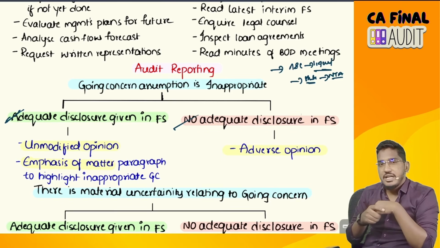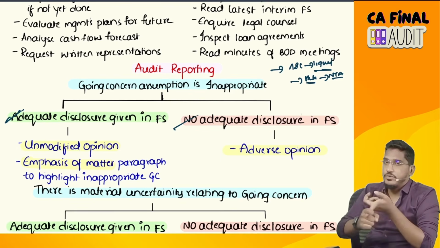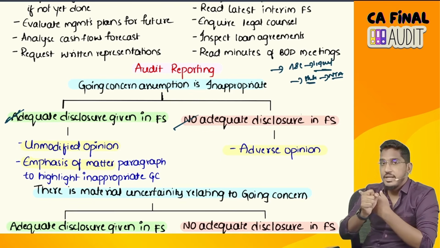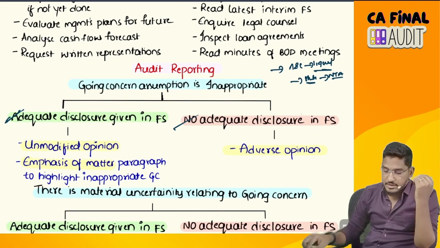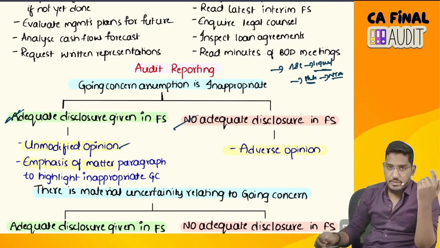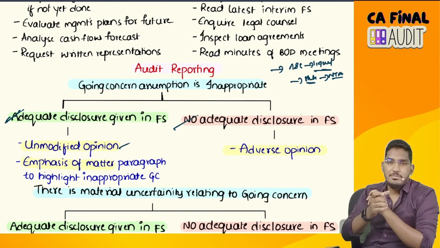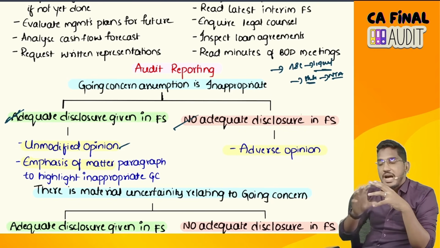See, if the management has given adequate disclosure, you tell me, in that case, are the financial statements misleading? No, financial statements are not misleading. Here the financial statements are genuinely presented. So which opinion should I give? As usual, I will give an unmodified opinion, because the financial statements are not misleading. But I want to highlight this information somewhere in my auditor's report.